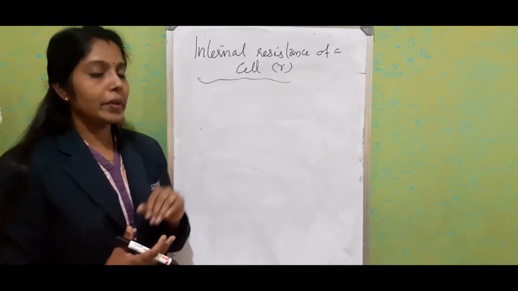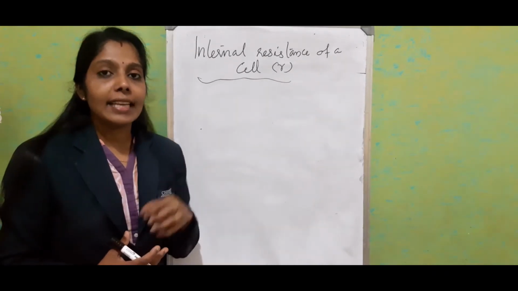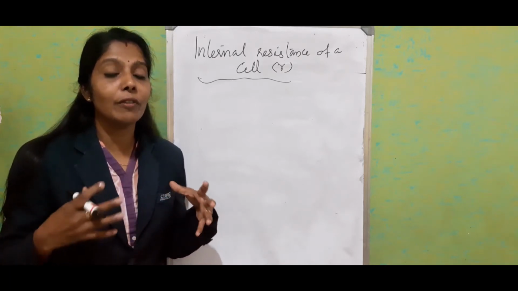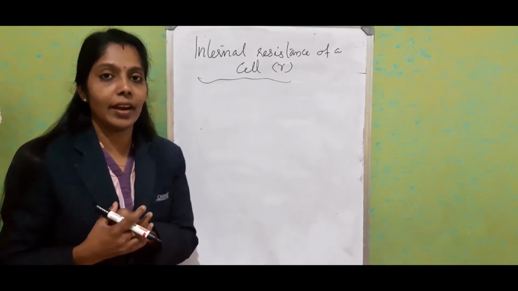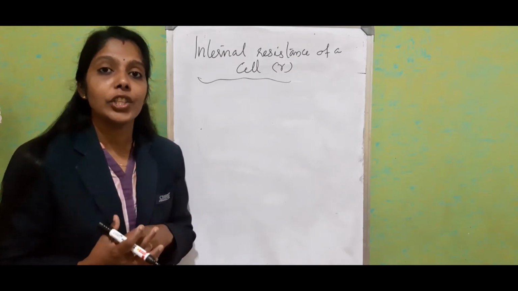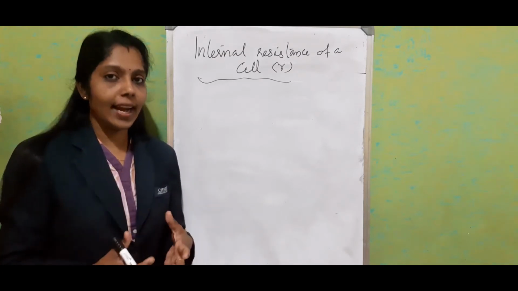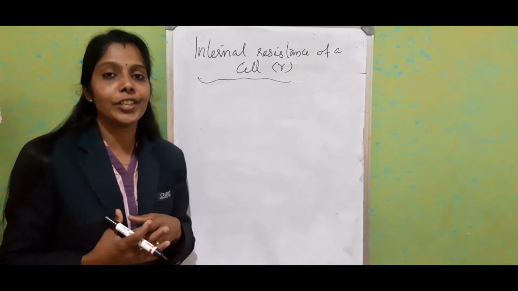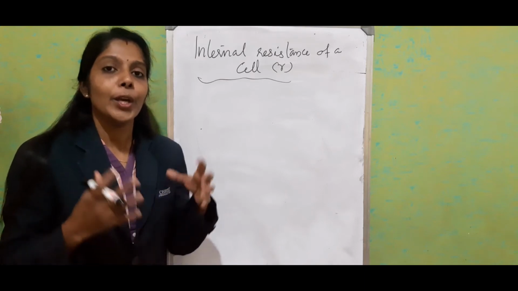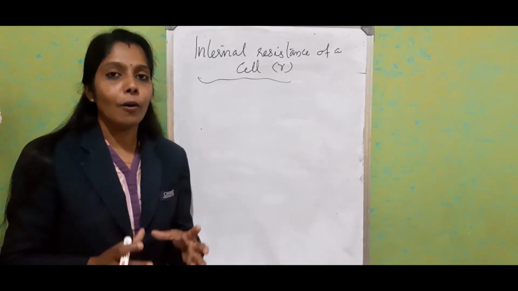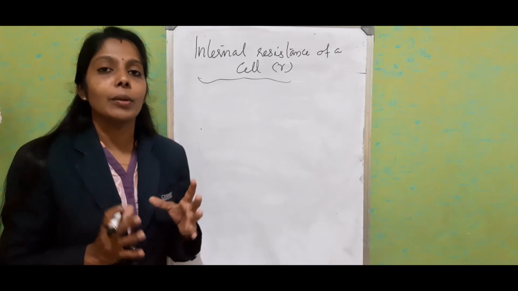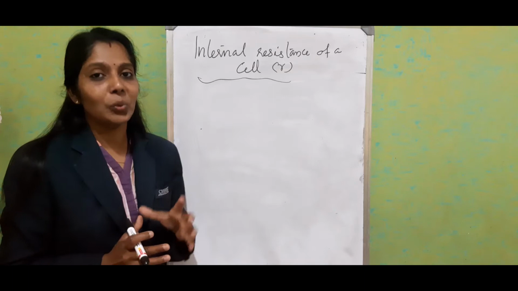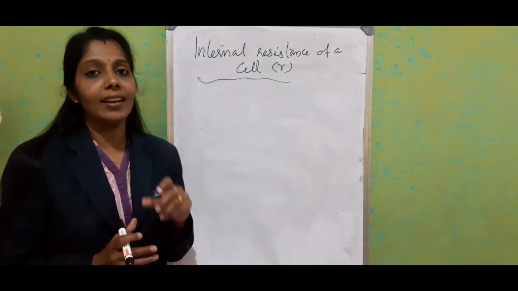Now we consider the case of a cell. Inside the cell, through the electrolyte also, current moves in the form of ions. Those are also a kind of charge carriers, and during the movement they offer some obstruction. So the electrolyte also offers some obstruction to the movement of these ions inside the electrolyte. That is what we call internal resistance.